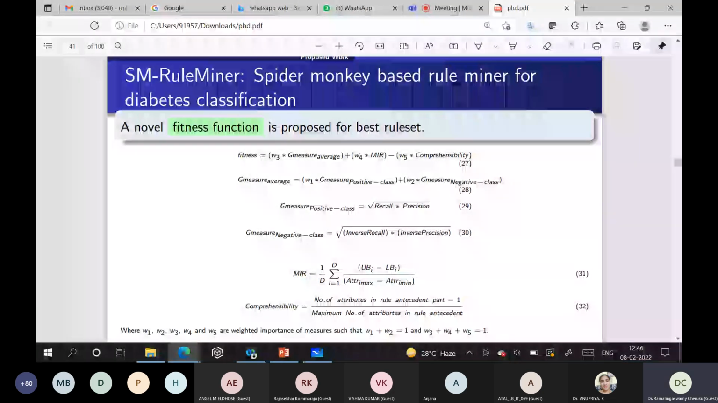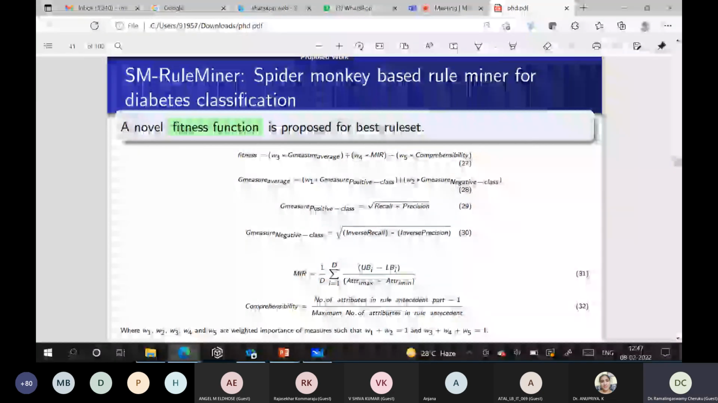Then we have used these geometric measures of the positive class and negative class, and we have given a weighted average, W1 times the geometric measure of the positive class and W2 times the geometric measure of the negative class. You see, this geometric measure will combine the performance towards both the positive and negative class. It means we want to generate rules which will perfectly balance both class data.